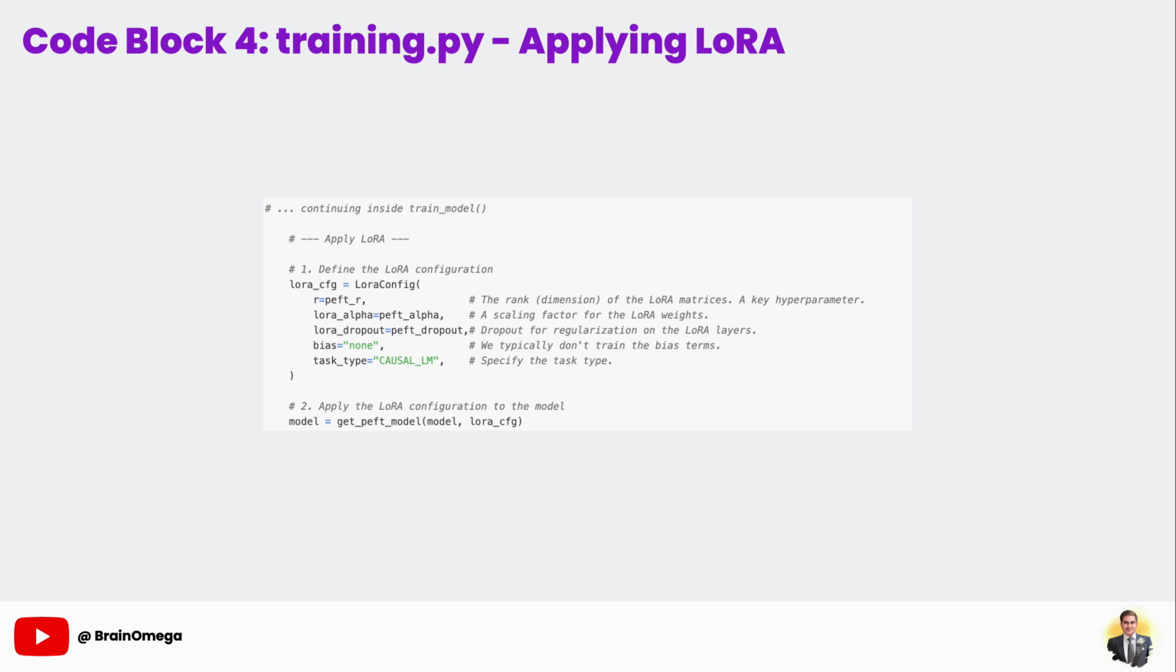Once we have our configuration object, we call the magic function get_peft_model. This function takes our base model and the LoRA config, and it goes through the model's architecture, finds the target layers, usually the attention layers, and injects our small trainable LoRA adapter matrices next to them. It also handles freezing all the original weights. After this line, our model object is now a PEFT model, ready for efficient training.